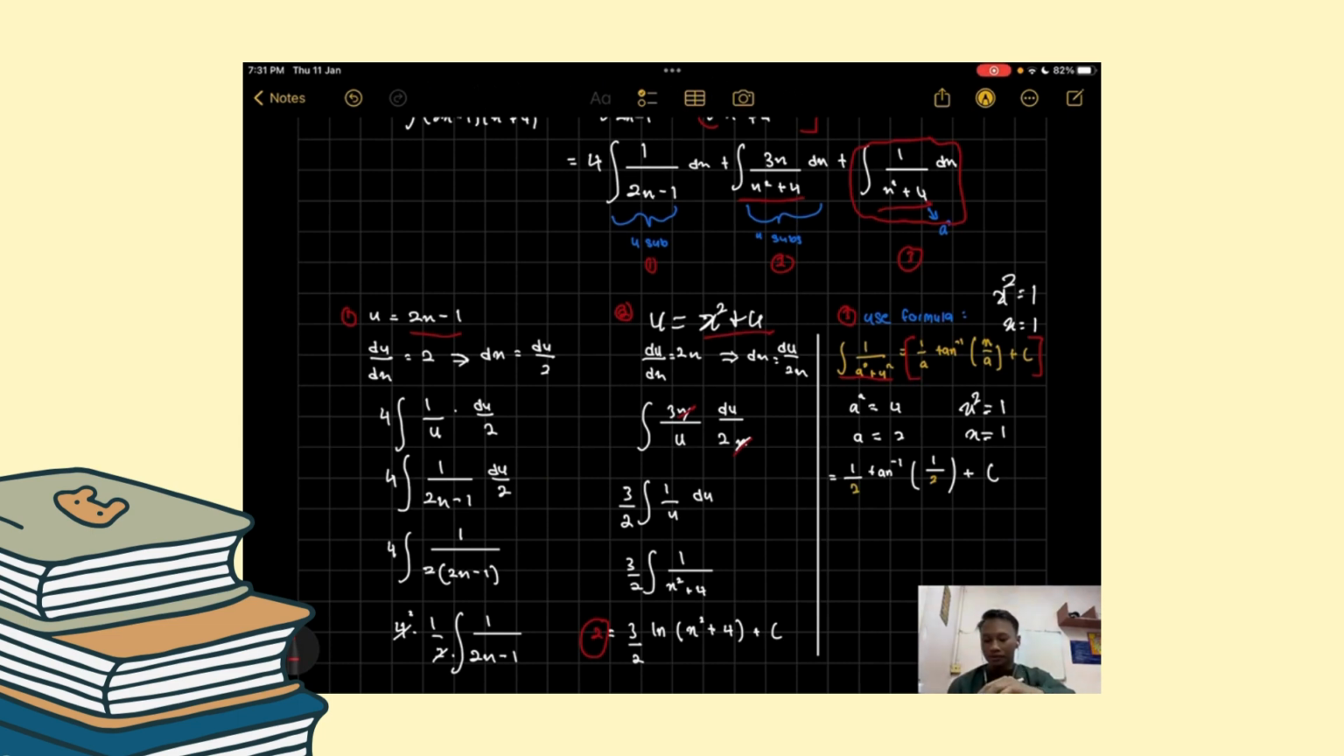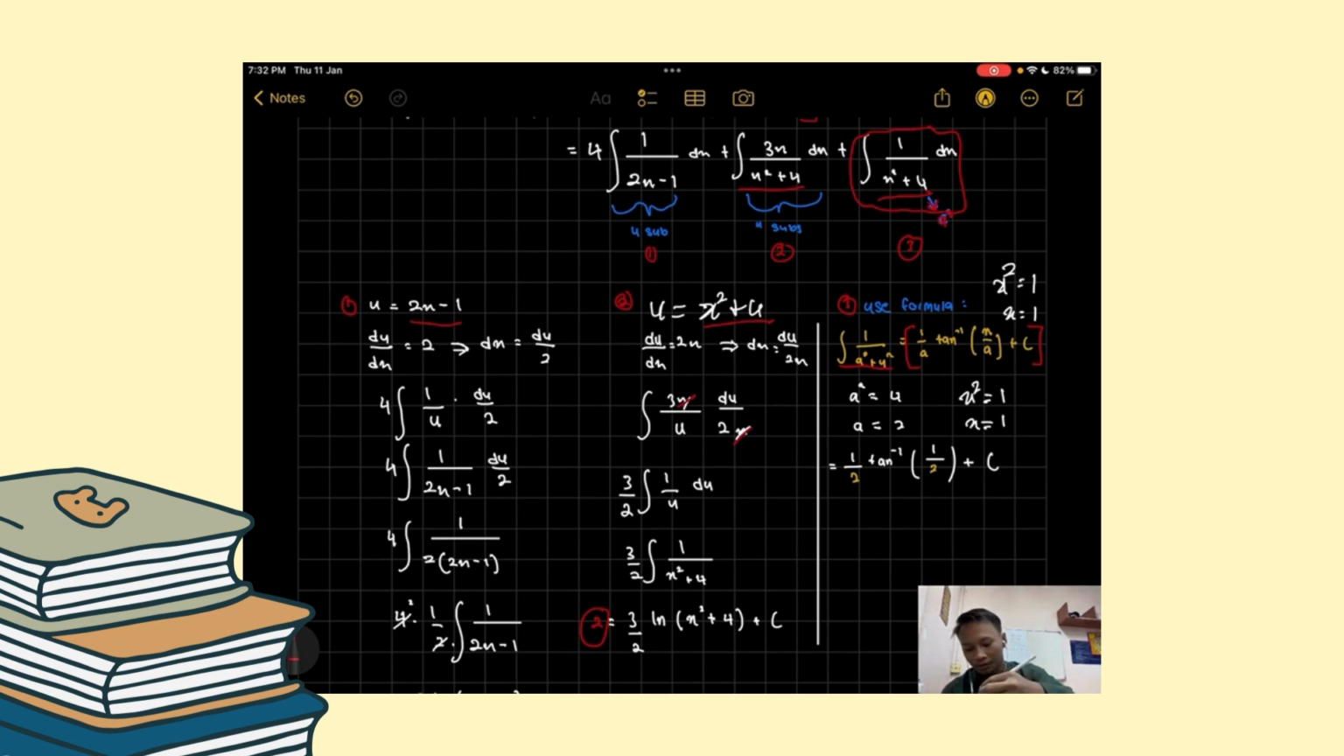As we can see here, we take out the value of a squared as 4. A squared is 4, so the value of a is equal to 2. And then we put the value of a into the formula. We can get 1 over 2 tan inverse x over 2 plus c.